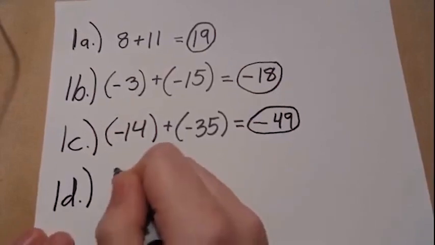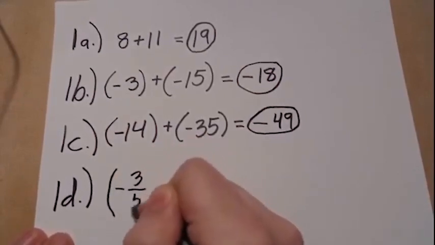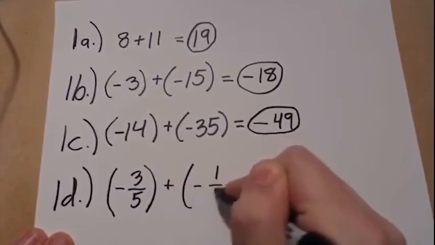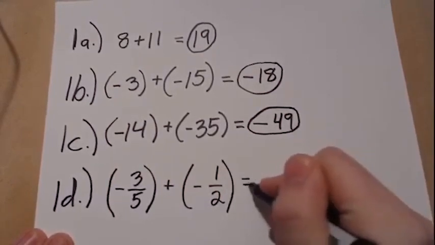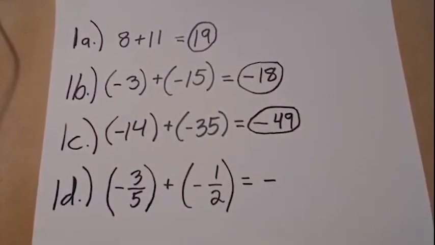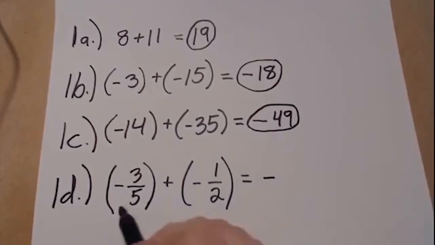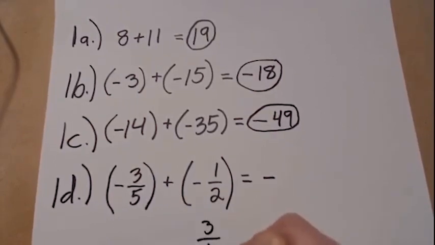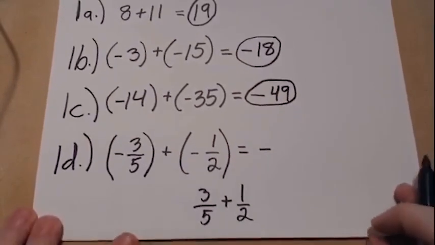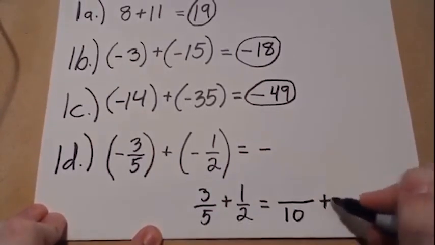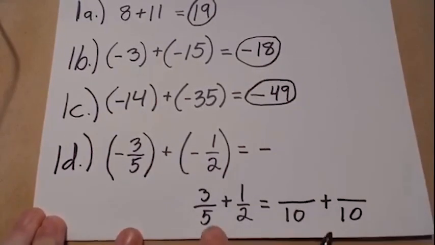In 1D, we have fractions. Negative 3/5 plus negative 1/2. Both are negative, so our answer is negative. And we need to add the absolute values. So 3/5 plus 1/2. We need a common denominator. That's going to be 10. 10 is the first number in common if we look at the multiples of 5 and 2.